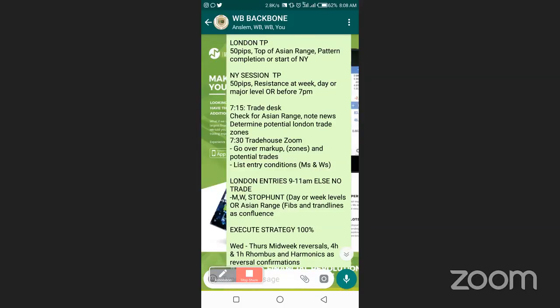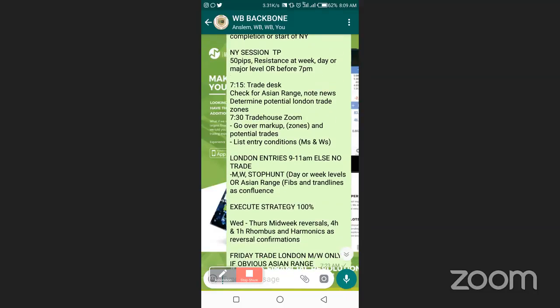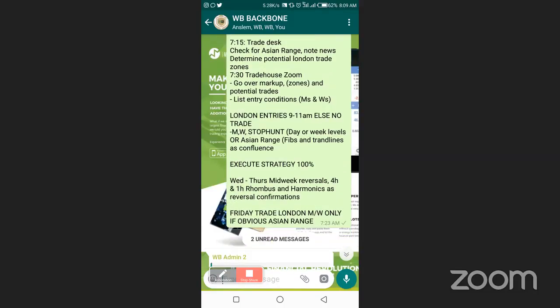Okay, so London entries, we need to be looking for these between 8, because Euro begins then. So between 8 and 10 and 11, that's pretty much where we should have the major moves. Again, the W's, the stop hunts, and all of that should begin to set up nicely.